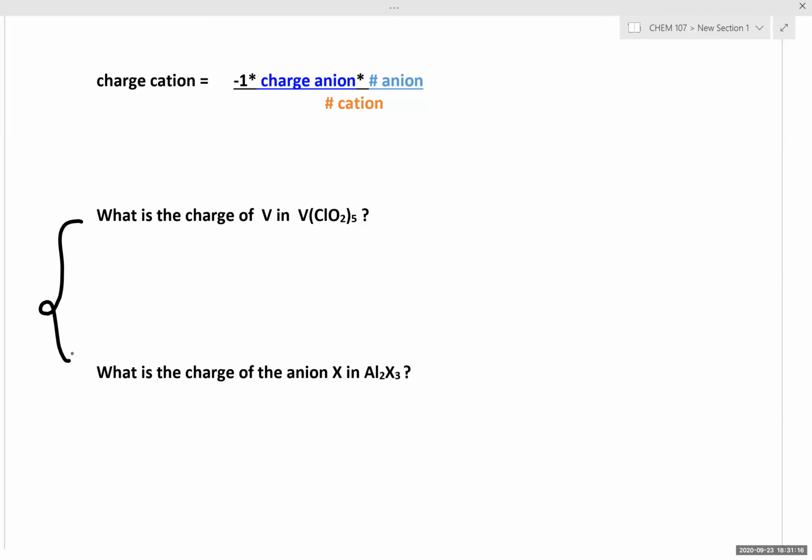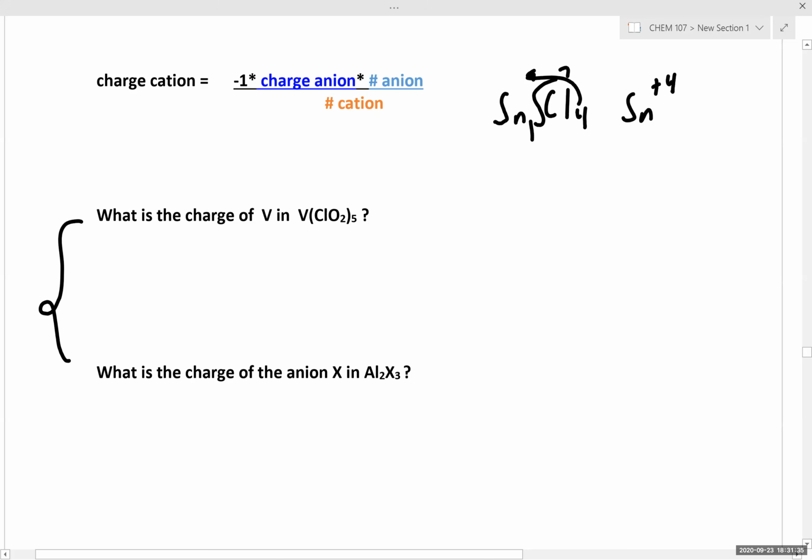Another trick that you can use is, suppose we were looking at our tin chloride example. One trick is you can simply reverse cross the charges, and that would tell us we have a charge of +4 for tin and -1 for chloride. And all we have to do is just check that the charge matches our periodic trends.